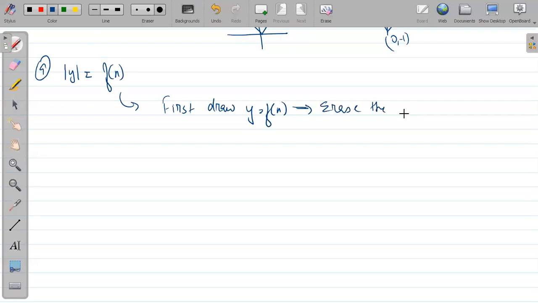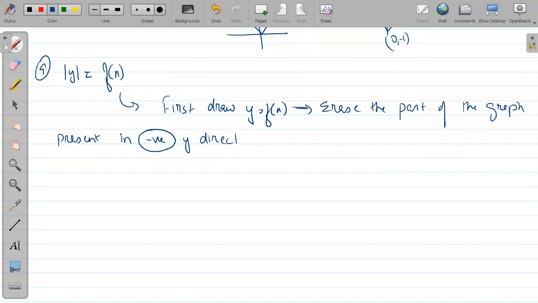Erase the part of the graph. Whatever we are doing in terms of the x-axis, here we will be doing everything in terms of y. Point numbers 8 and 9 are similar. Erase the part of the graph present in the negative y direction, if any. It is not necessary that there must be some graph. If there is no graph, then how can you remove anything?